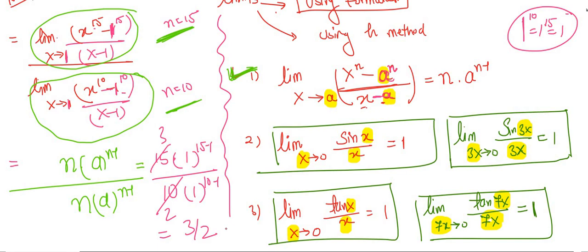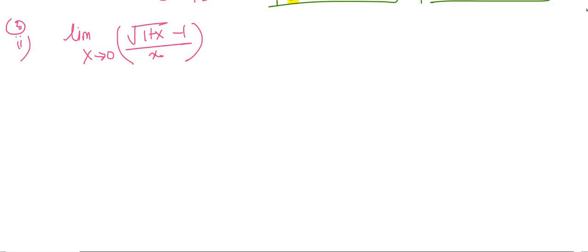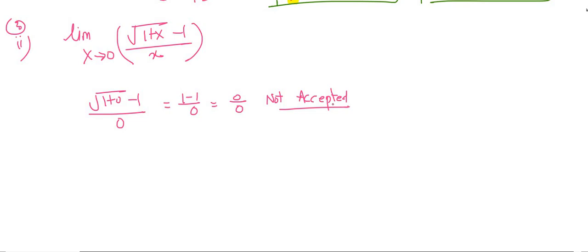This is done. Pause it and solve it. This is the second part of the question. I told you before solving, if we directly put the value, we will get the answer. So put it and see. Limit of root of 1 plus 0 minus 1 by 0. Root of 1 is 1, minus 1 is 0. So 0 by 0 is not accepted. This is not an answer. So either we apply simplification or we apply formula.